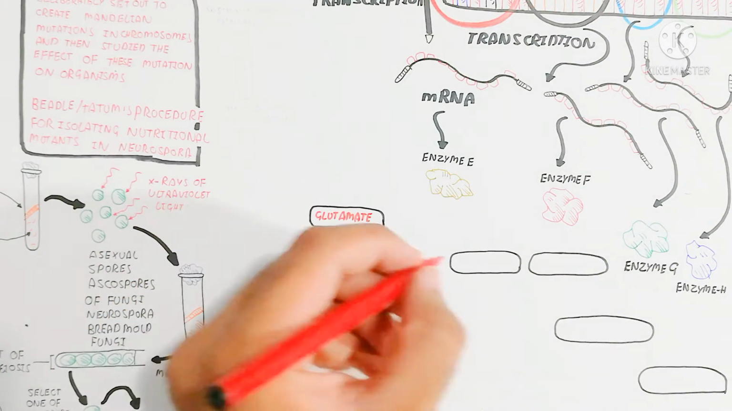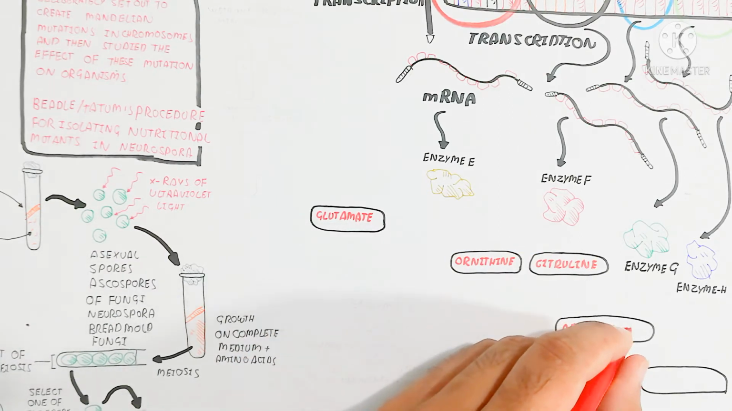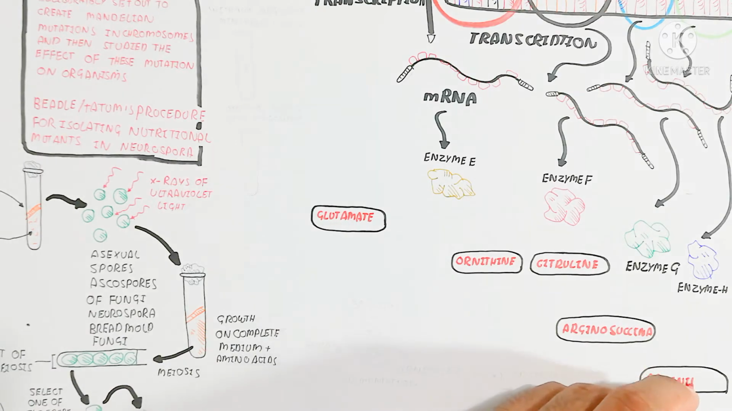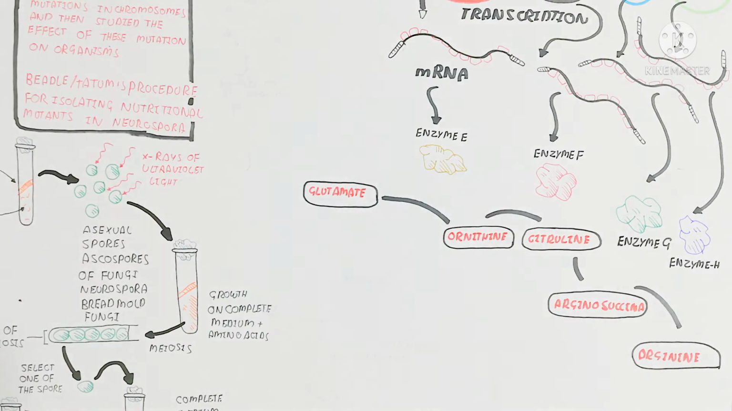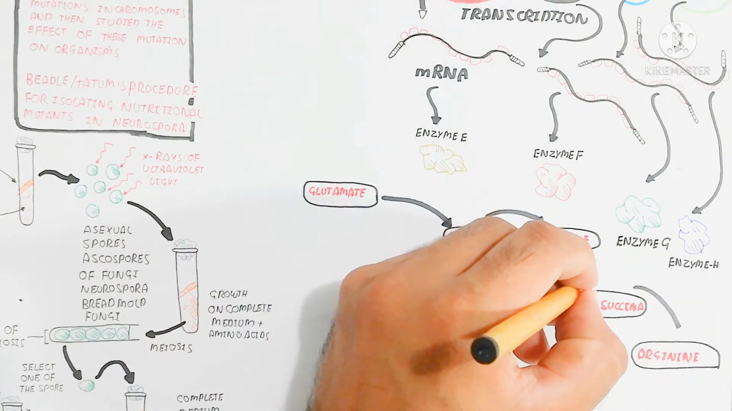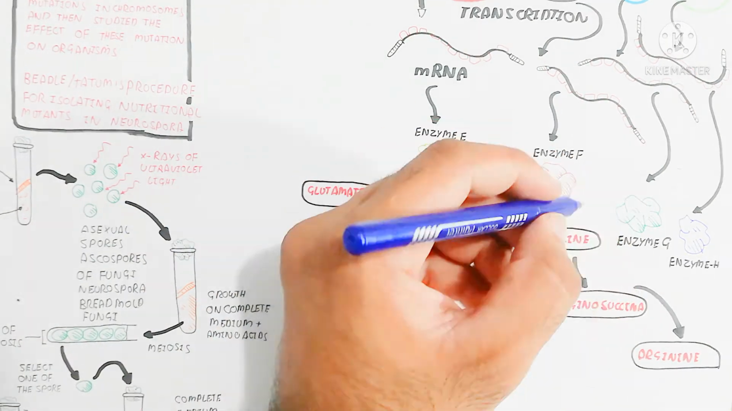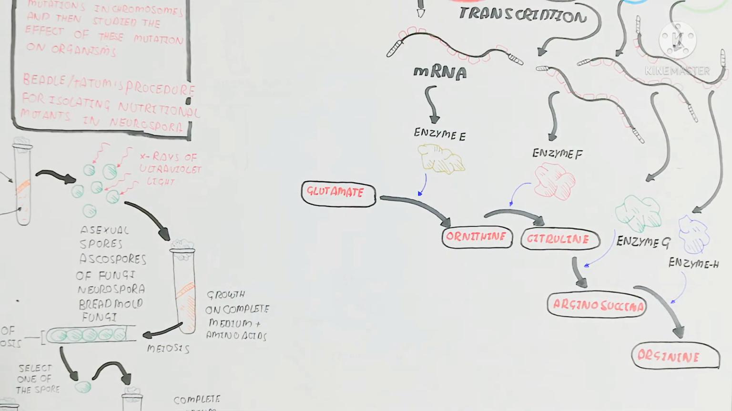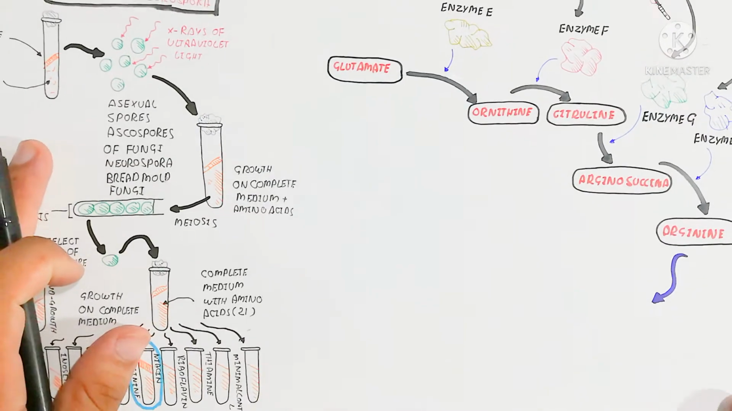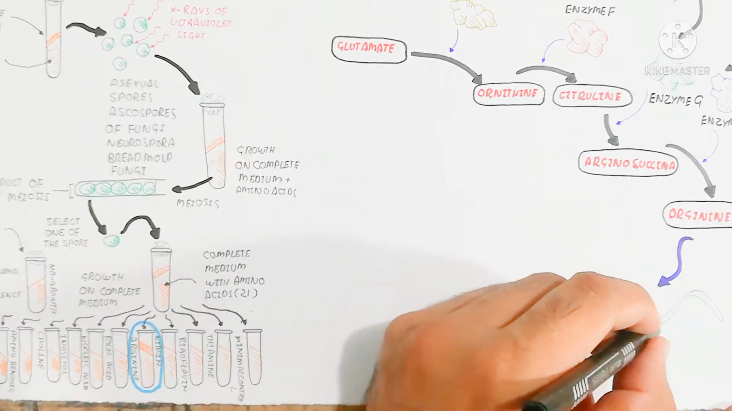The important thing is that in the body, glutamate is converted into arginine by this enzyme activity. For example, glutamate will be converted into ornithine by enzyme E, and ornithine will be converted into citrulline by enzyme F. Citrulline will be converted into argininosuccinate by the action of enzyme G, and argininosuccinate will be converted into arginine in the presence of enzyme H. So that means arginine is important for the polypeptide.